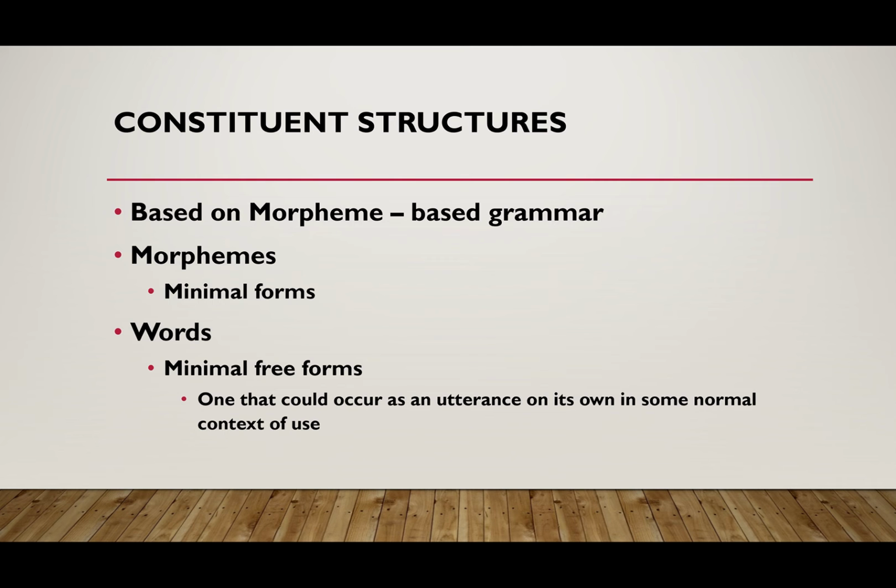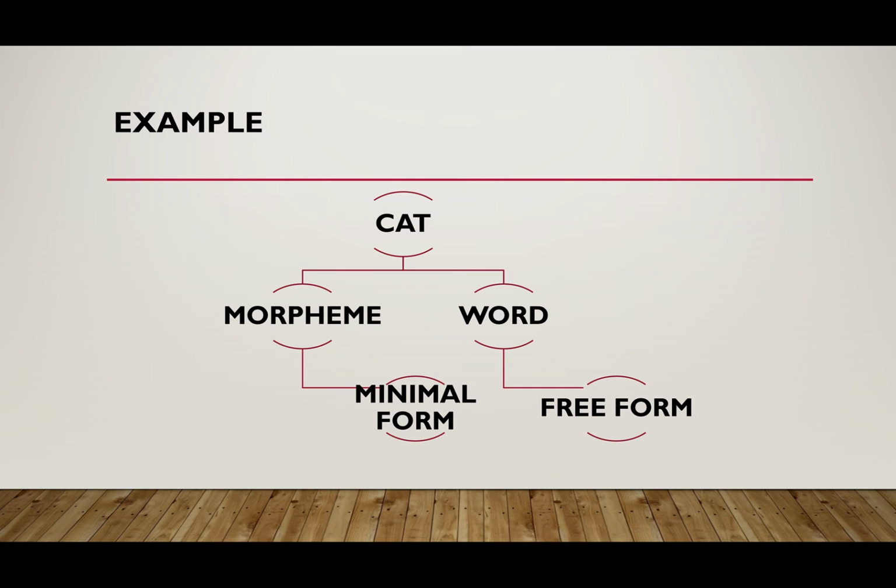So now what are words? Words are made up of morphemes. So words are minimal free forms, forms that can be on their own in an utterance during a normal context of use. Take for example the word cat, spelled CAT. It's both a morpheme as well as a word. Why a morpheme? Because it is the smallest unit, it cannot be split any further. And it's a word also because it's a free form.